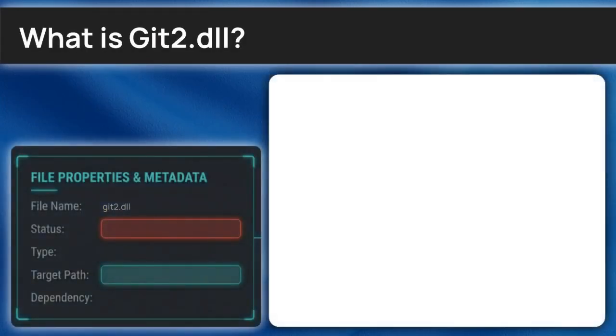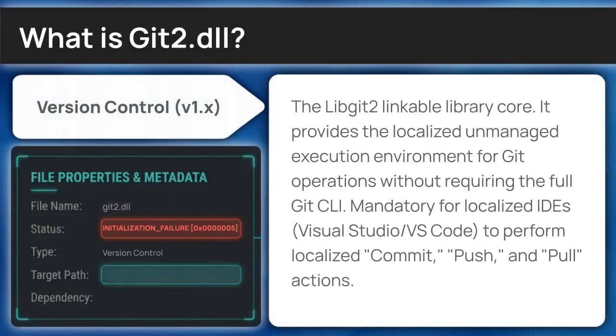This is the Git2 library, the libgit2 linkable library core. It provides the localized unmanaged execution environment for Git operations without requiring the full Git CLI. Mandatory for localized IDEs, Visual Studio and VS Code to perform localized commit, push, and pull actions. With the why out of the way, let's focus on getting you running again.